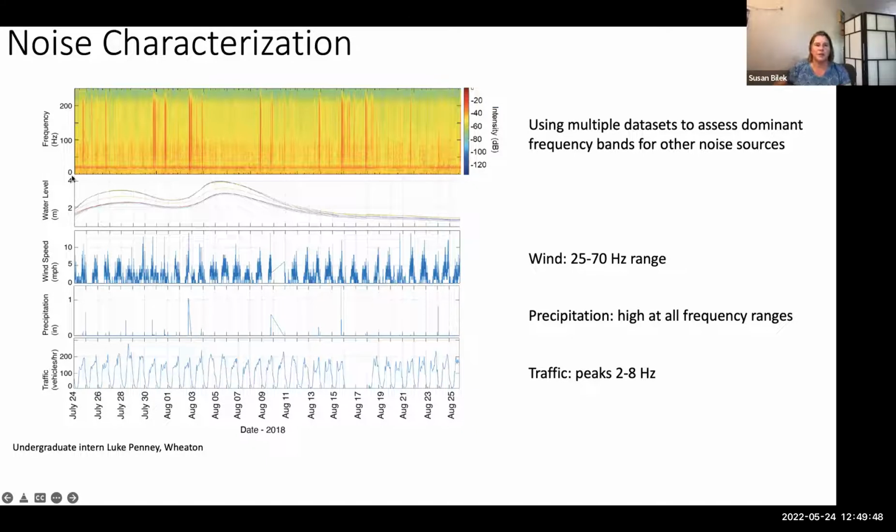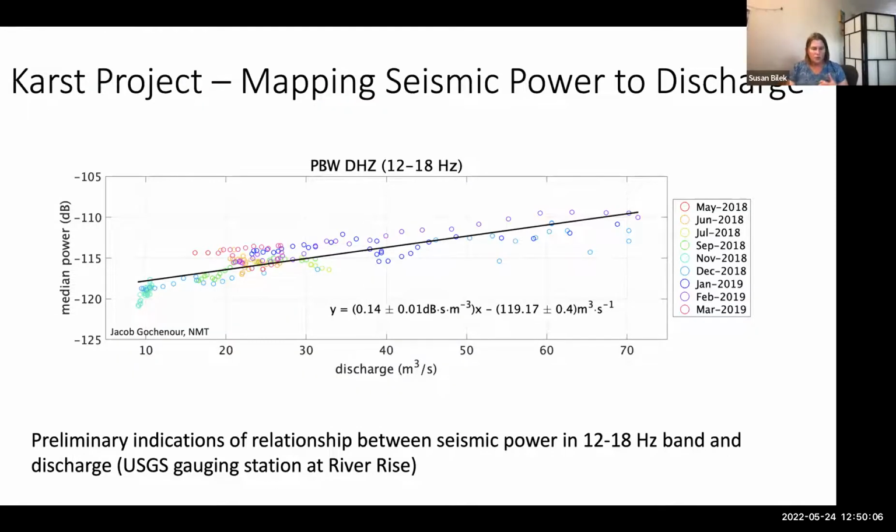And so if we eliminate those, we do see a band of higher power pretty consistently through this period that wasn't necessarily tied to these noise sources. And that was this band at about 12 to 20 hertz. So we've compared the median power in those frequency ranges with the discharge measured at one of the sites. And that's what's shown here. So median power in 12 to 18 hertz as a function of discharge.